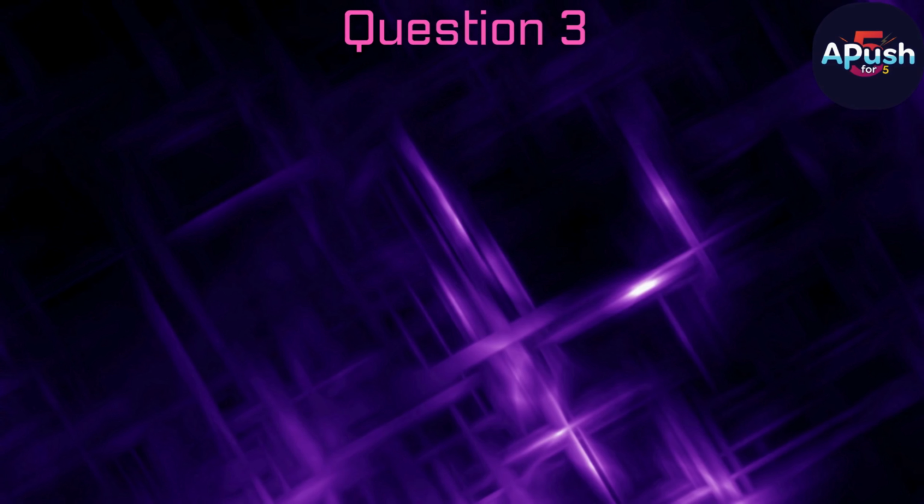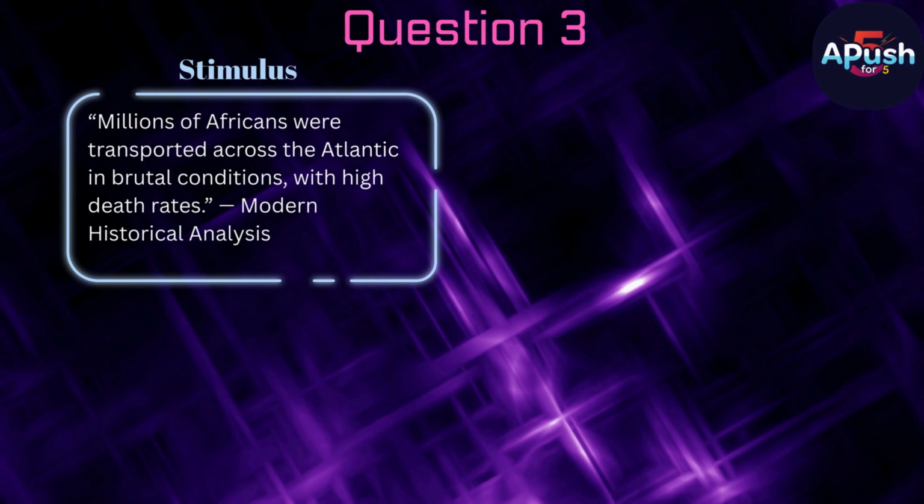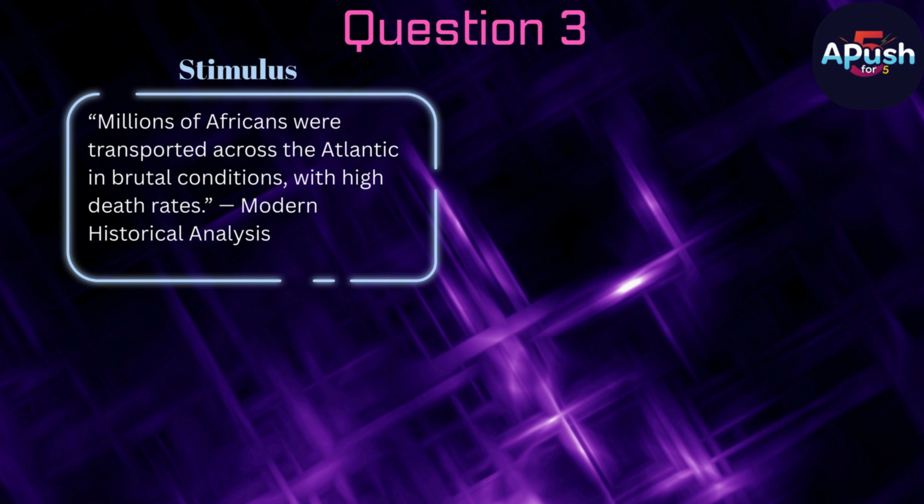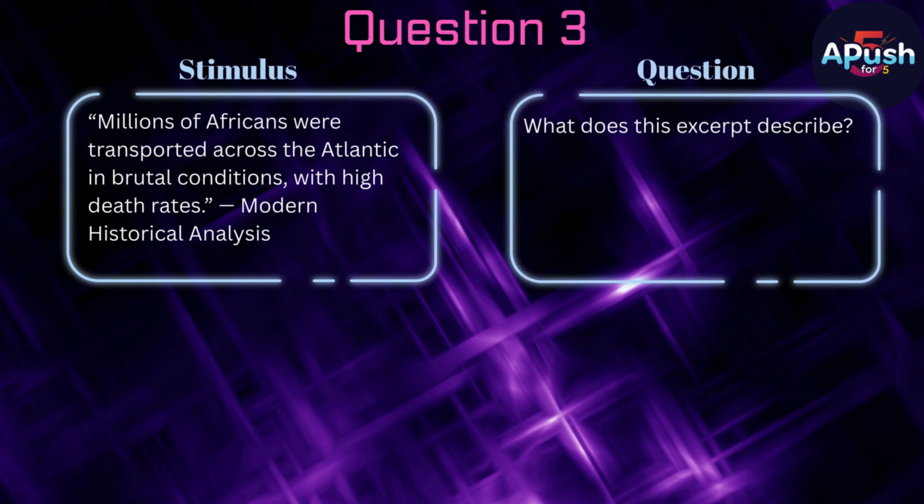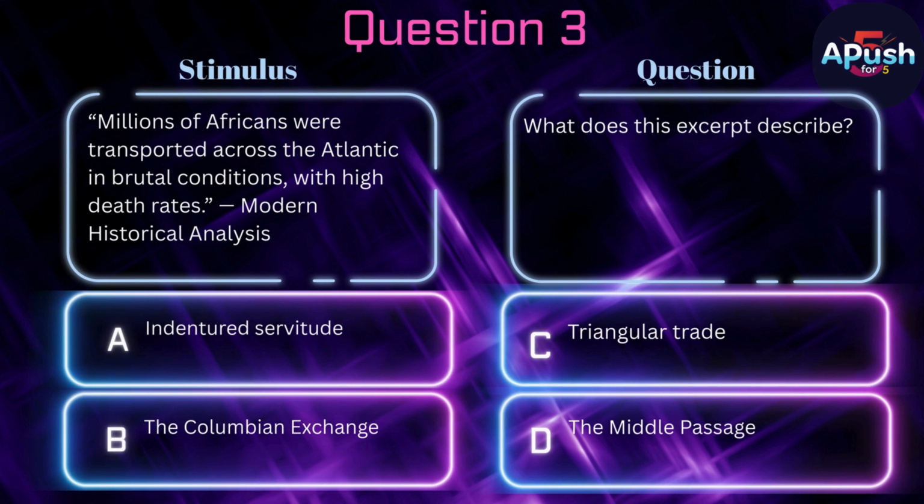Question 3. Stimulus. Millions of Africans were transported across the Atlantic in brutal conditions with high death rates. Modern historical analysis. Question. What does this excerpt describe? A. Indentured servitude. B. The Columbian Exchange. C. Triangular trade. D. The Middle Passage.